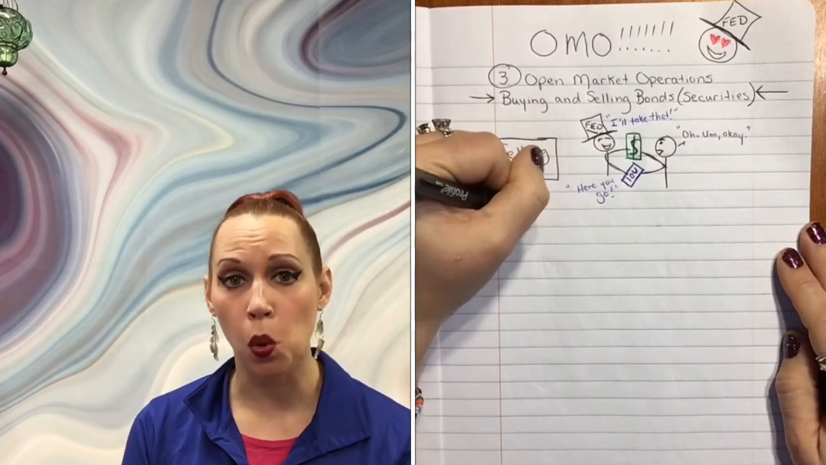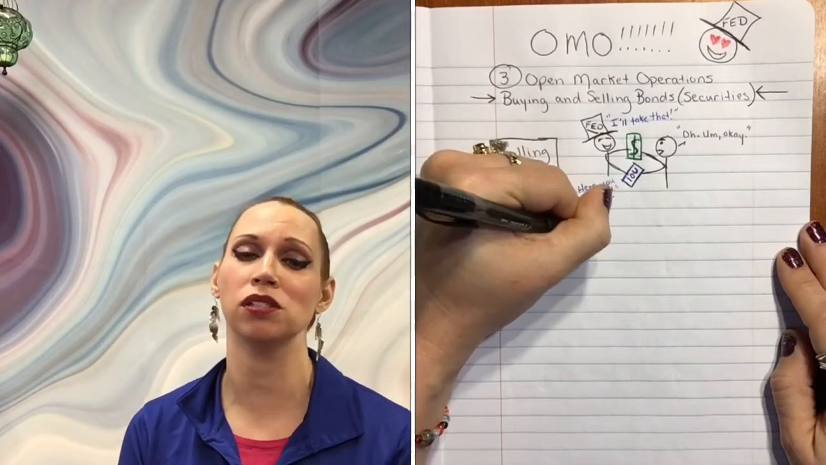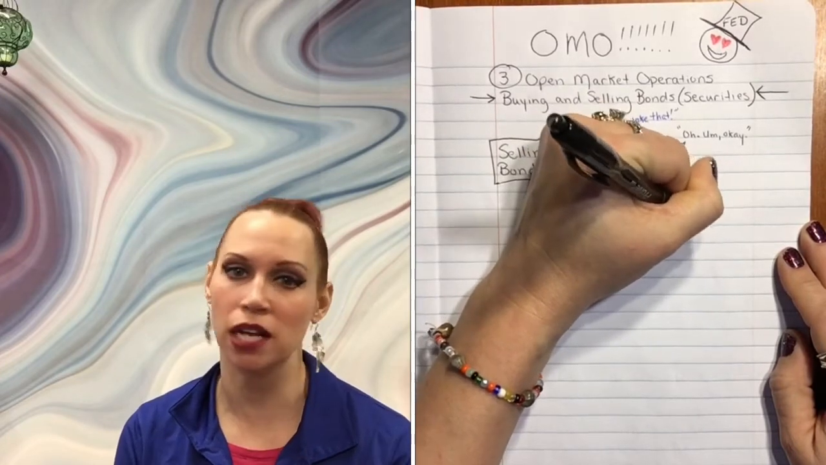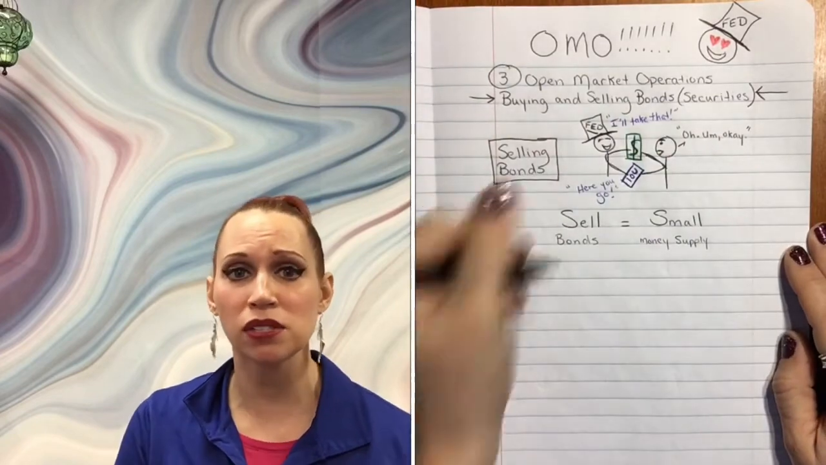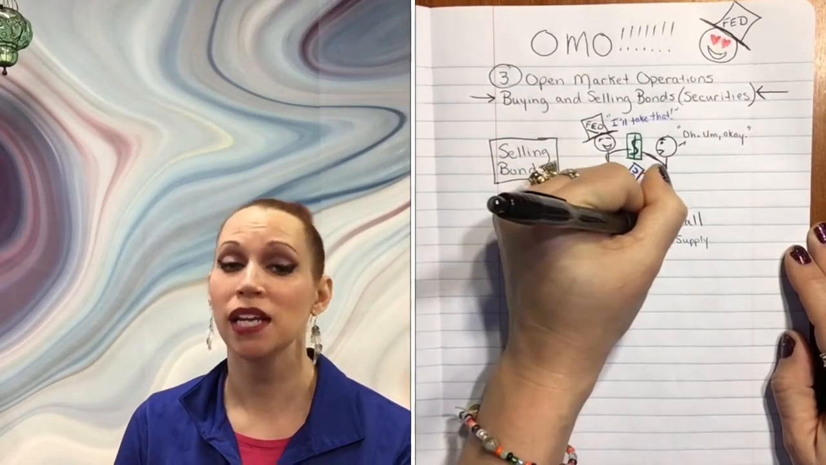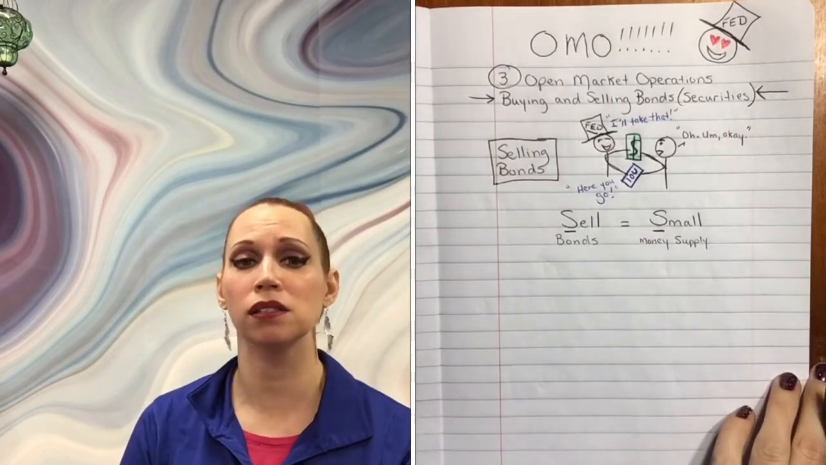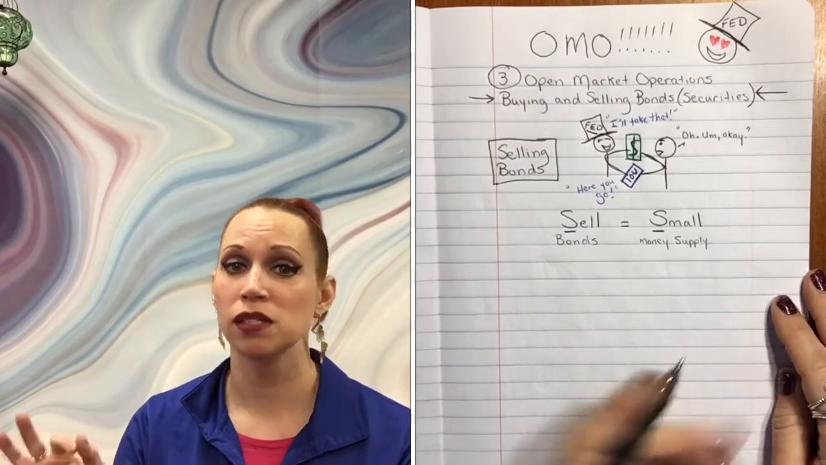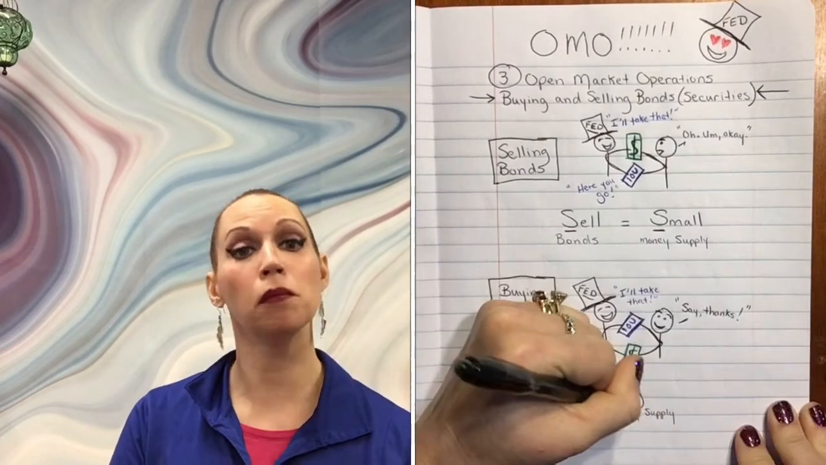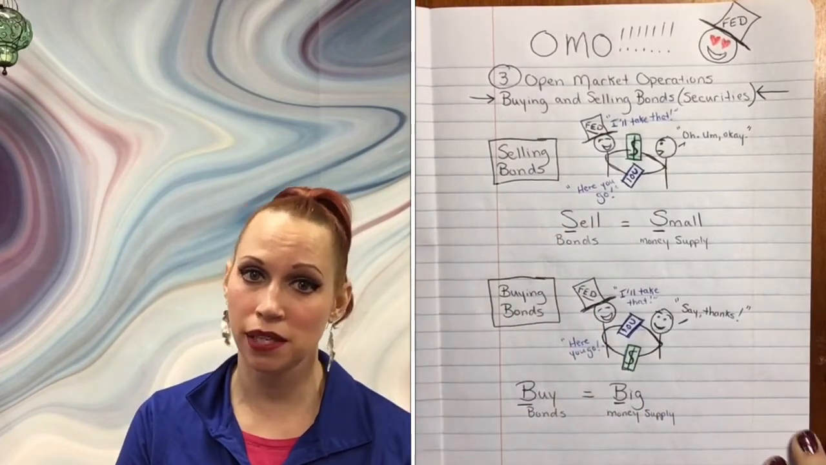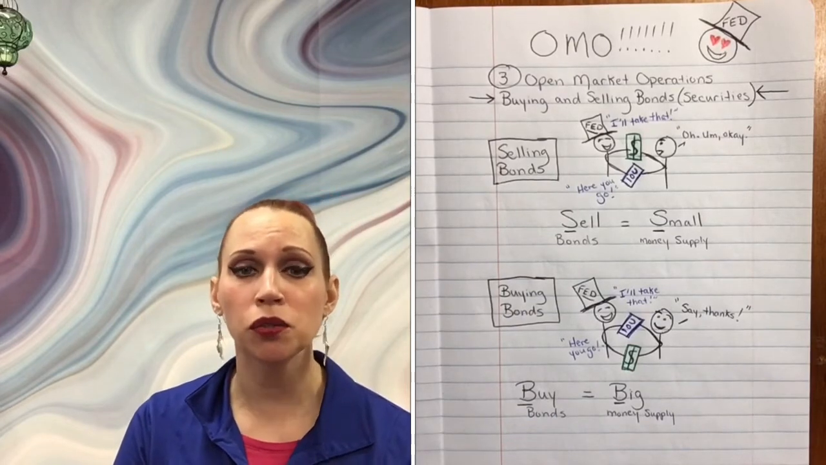Now, when I sold bonds to the class, I literally came around and took money out of our classroom circulation. I took money out of your hands and I gave you this piece of paper that you couldn't use to buy anything. So when I sold bonds to the class, I was literally decreasing the amount of money in circulation. Selling bonds makes the money supply smaller. Sell small. Later after that, I decided that I needed to put more money in circulation. I needed to increase the M1 money supply. So I bought your bonds back.